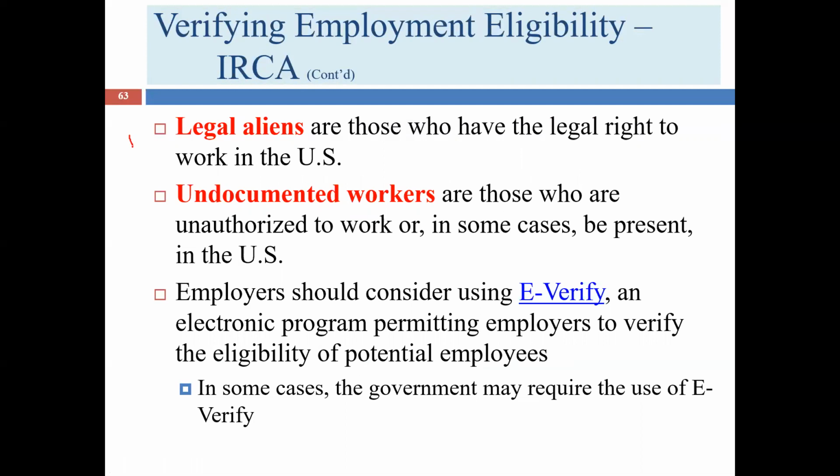So this is a helpful way of, again, learning more vocabulary terms. A legal alien is someone who has the legal right to work in the United States. Alien in this context doesn't mean ET, it means somebody who is a foreign national, whose citizenship is not U.S. An undocumented worker is somebody who's not authorized to work in the United States, or in many cases, not even eligible to be present physically in the United States. There are other terms for this that can be offensive.